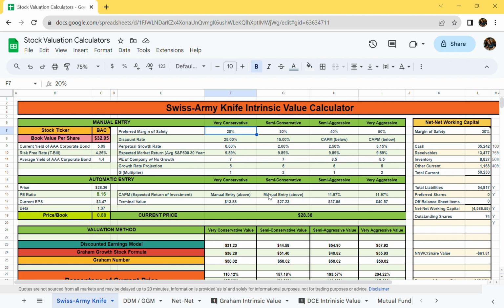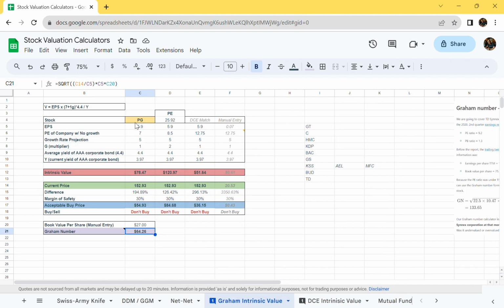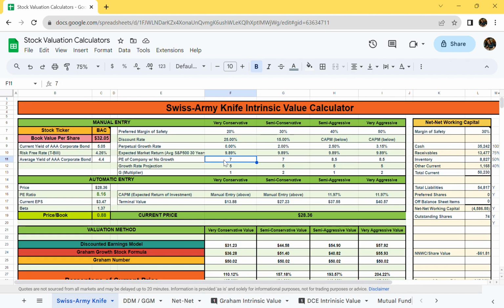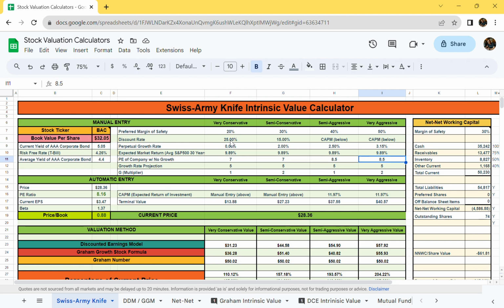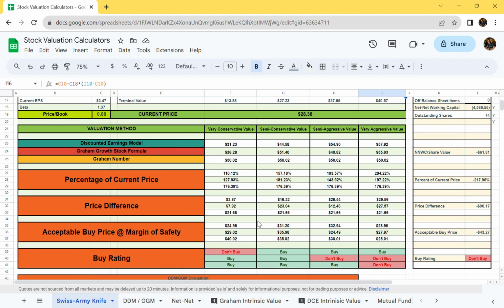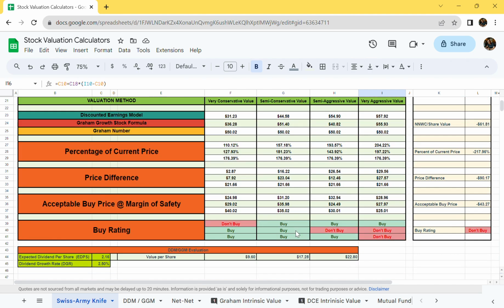Again, your perpetual growth rates starting at 0 up to 3.15%. No company grows forever, just a fact of life. And then again, assuming the price earnings of a company with no growth, going back to our Graham intrinsic value, our price earnings is just always going to stay somewhere around here. And then again, growth rate projection, growth multiplier, and then our terminal value is going to be determined either based off the discount rate we give or the capital asset pricing model for that stock. So essentially that's how we come to this place.